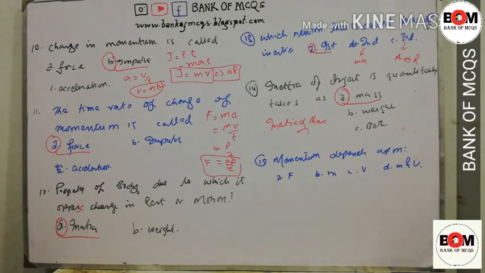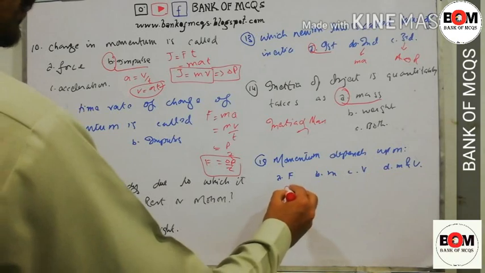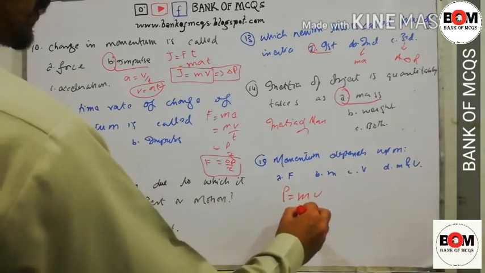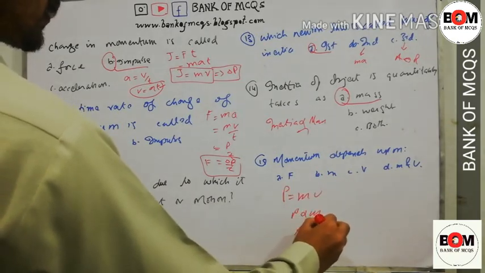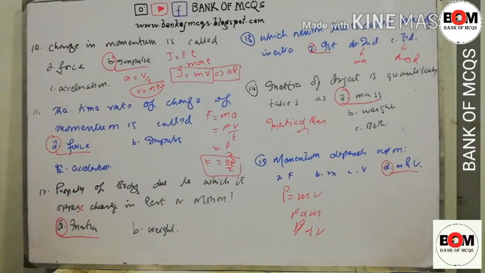Momentum depends upon force, mass, velocity, or mass and velocity. So we know that P is equal to mv, so momentum depends on mass and also momentum depends on velocity. So option D is correct.